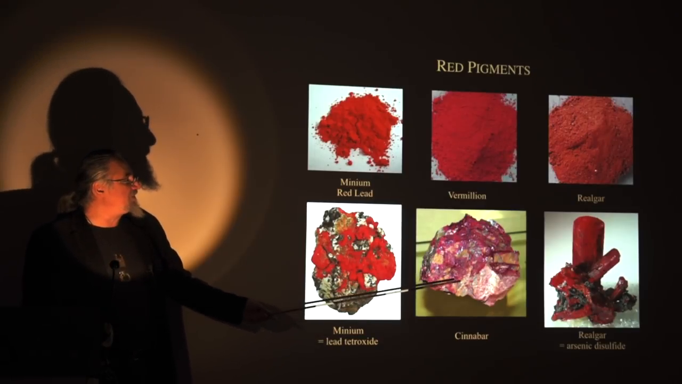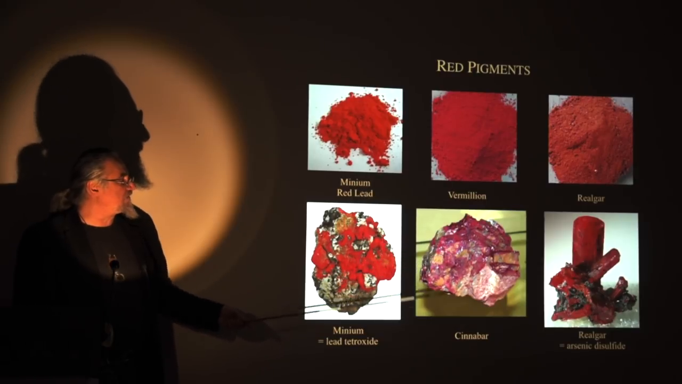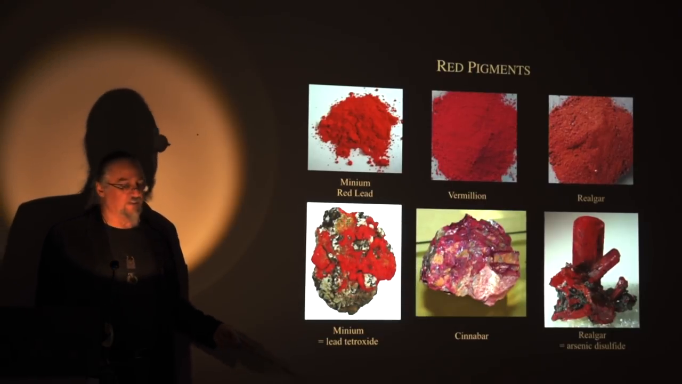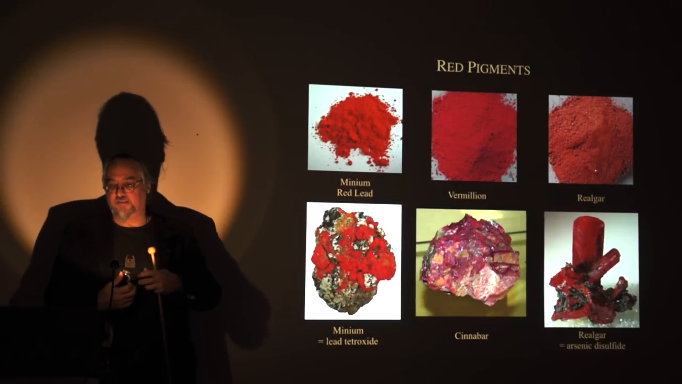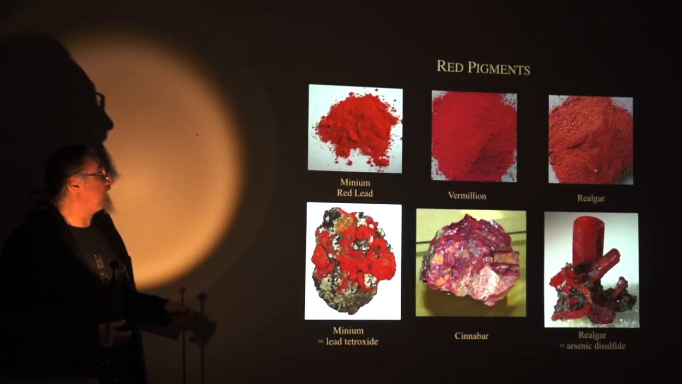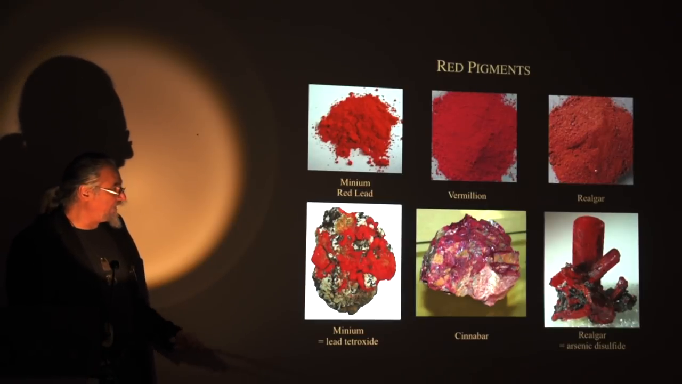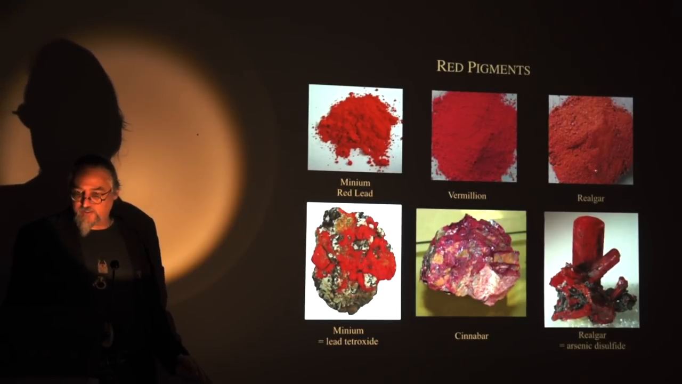Cinnabar, which we have seen before, is naturally red, although to create the deep, rich vermilion, the mercury and the sulfur would be separated and then recombined to create a deep, rich vermilion. And there on the far right, this beautiful crystal that creates realgar, the orange pigment.